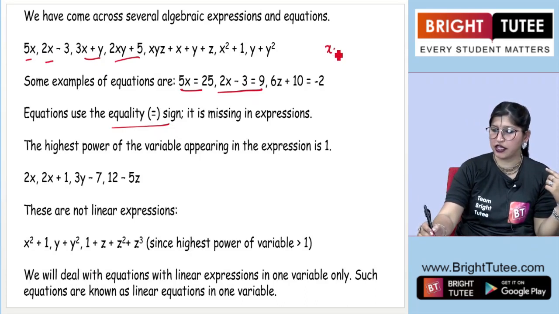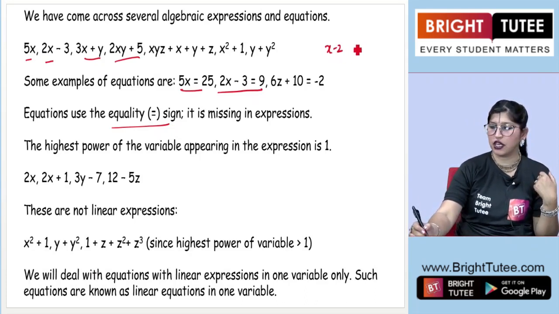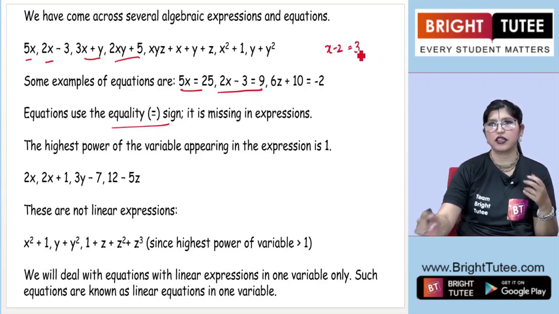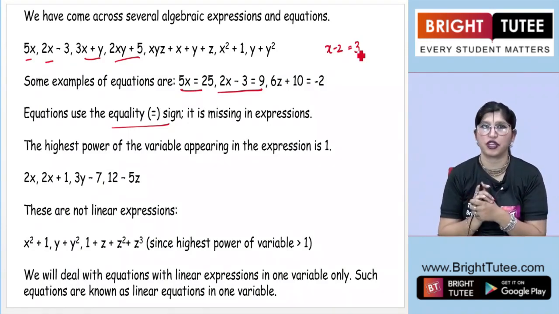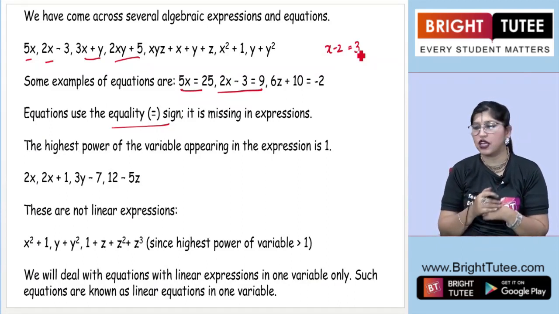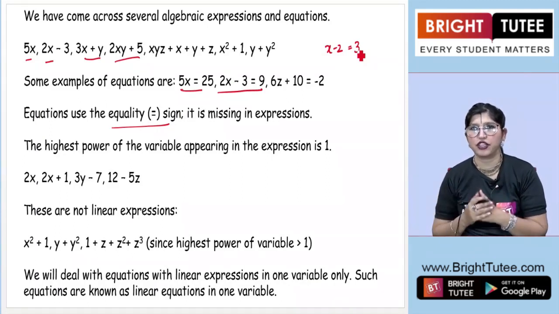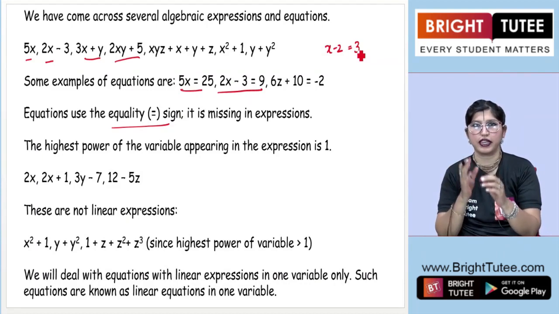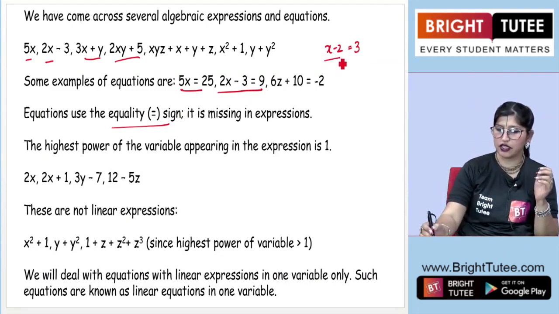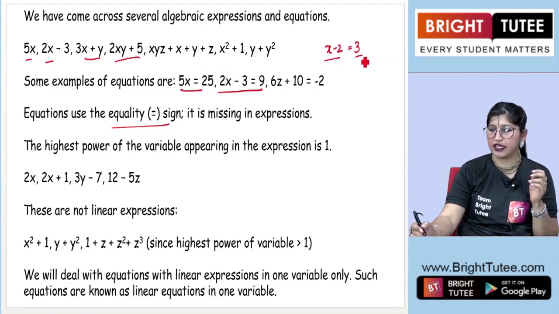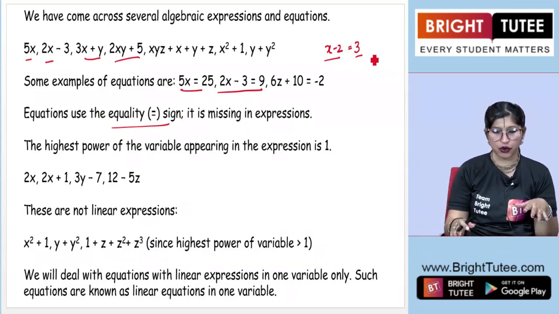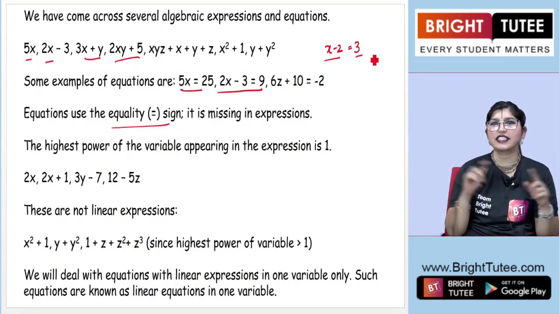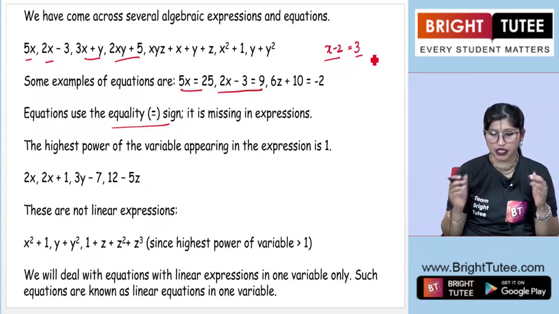Let's say 5x minus 2, this is an algebraic expression, but if I write equal to 3 and I need to find the value of x, we cannot say that it is an algebraic expression. We'll say that this is an equation because it has an equal to sign and there is something on the left hand side of that equal to sign and the right hand side too. So the equality sign is something which makes an algebraic expression into an equation.